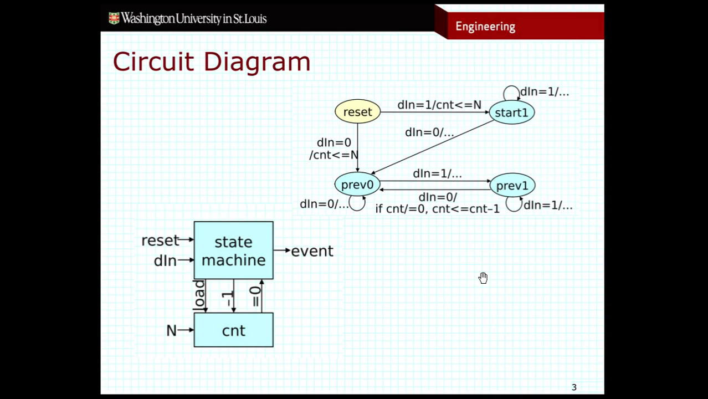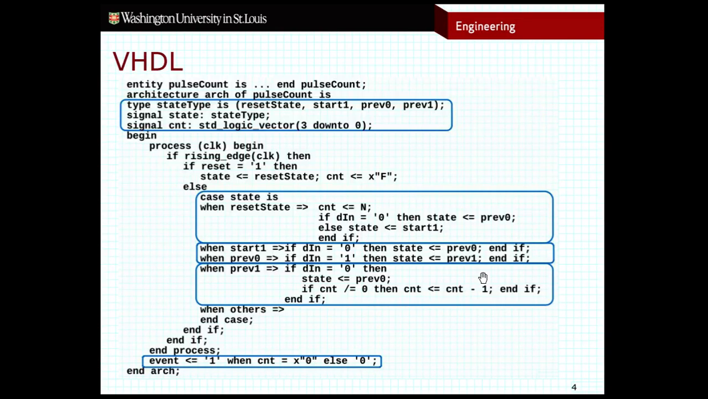Let's take a look at what the VHDL looks like. So we've seen plenty of finite state machines coded up in VHDL. Here's an example of this particular finite state machine coded up in VHDL. Some parts look very familiar. For example, at the very top we see state types defined. Reset, start, previous 0, previous 1. We see a signal for our state, but this line here is important.